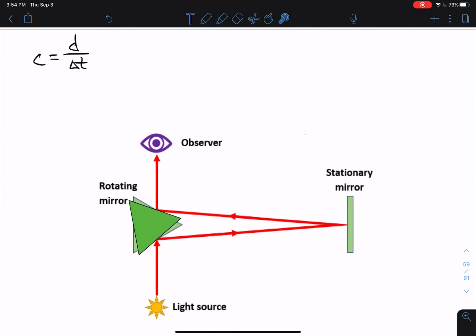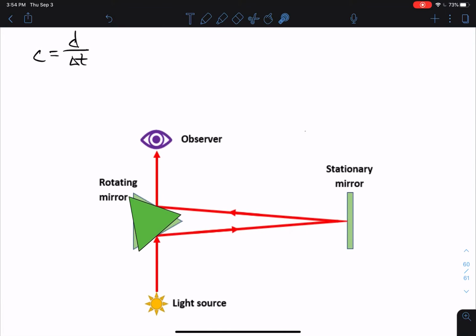So only at certain speeds, only when the mirror has rotated, say, this much, to where it's rotated that much, will the observer see light. So you have to have just the right rotation rate in order for the detector to see anything. Okay, so what is that rotation rate?